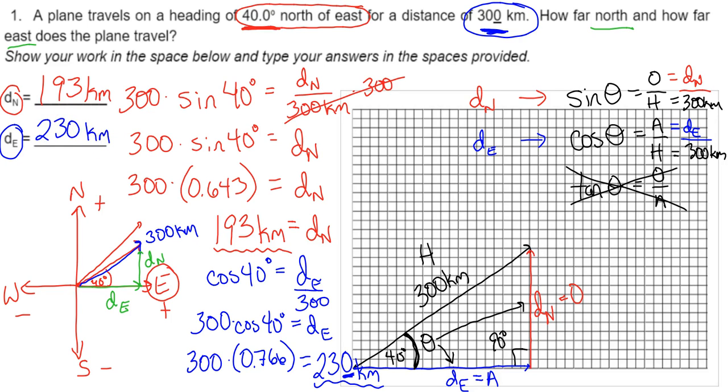Now, if I wanted to do a check to make sure that I got a correct answer there, what I can do is I can now take these two components and plug them into the Pythagorean theorem, because we know that we have a right triangle here. The sum of the squares of 193 and 230 must be equal to the square of 300 kilometers. So if you go through and do your a squared plus b squared equals c squared, it should balance out. 193 squared plus 230 squared should give you the same as 300 squared.